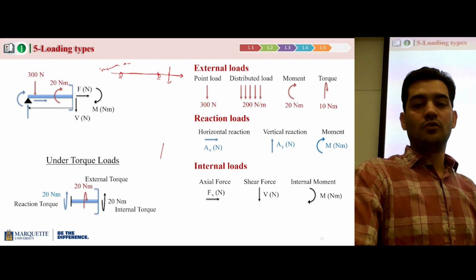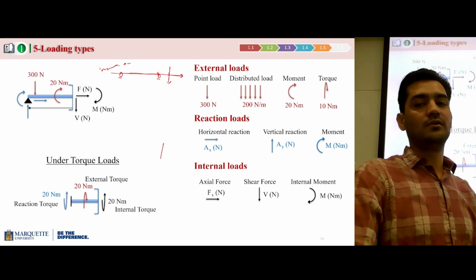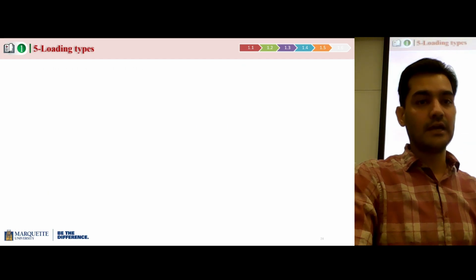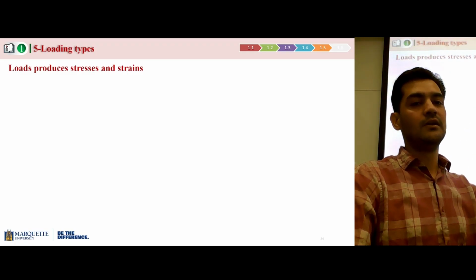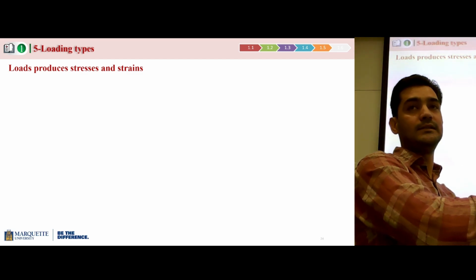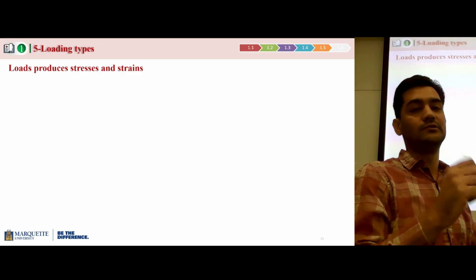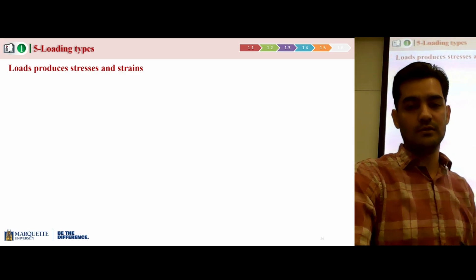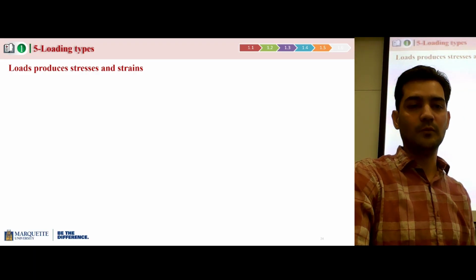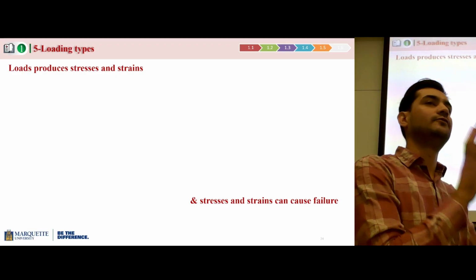Okay, so now we know the loads. We know the external loads, we know the reaction loads, we know the internal loads. The interesting thing is that these internal loads especially produce stresses and strains, and this is super important for us. We need to know the stresses and strains inside the simply supported beam or truss or any other body, and these stresses and strains can cause failure.